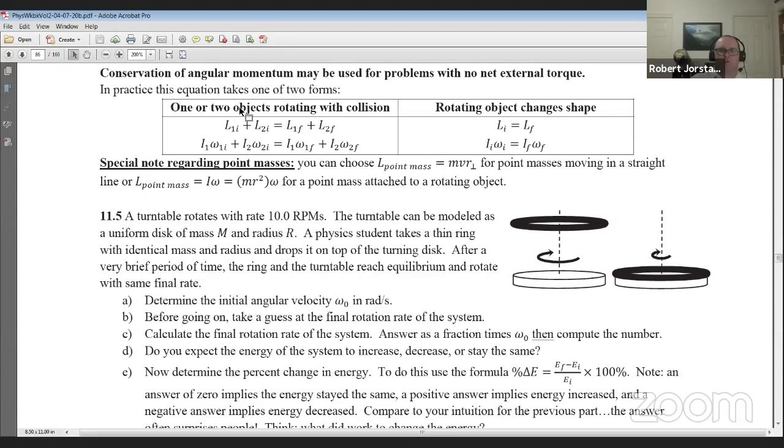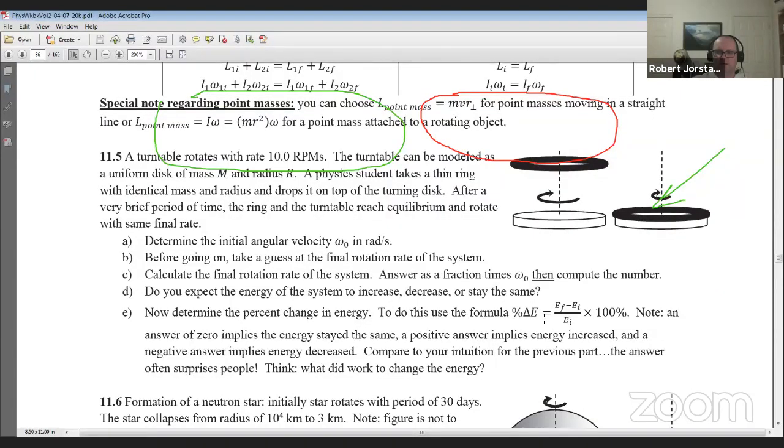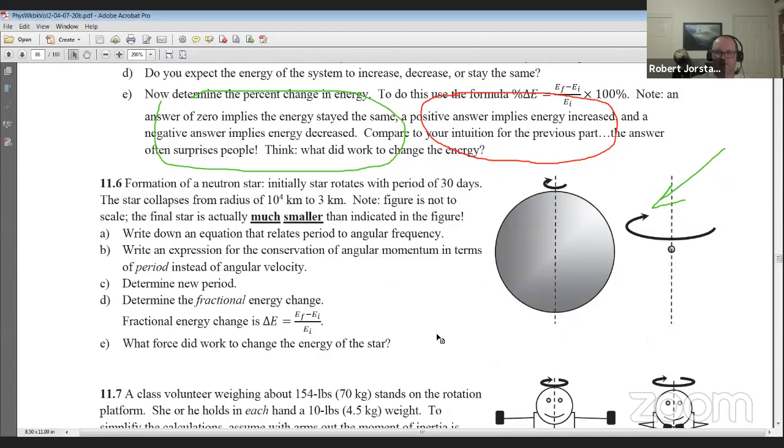If we have one or two objects that rotate and have a collision, we're going to use this one. An example of that is shown right here. This object's rotating, another one collides with it. That's this first form. There's this red form right here. If you have a rotating object that changes shape, maybe you're not sure what I mean by that, that's right here. You have a neutron star where it collapses. So we're going to do both of these.